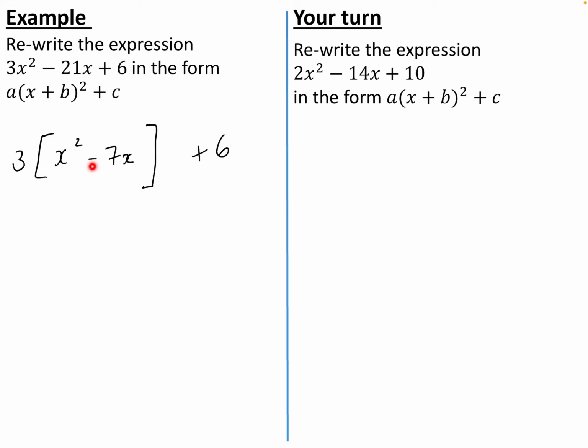Notice this time, not only is it negative in the middle, but we've also got an odd number, which means when I complete the square, I am going to create a fraction. That's why I also prefer to keep this 6 outside. It's much easier to combine later.